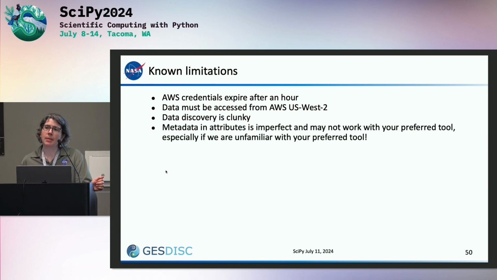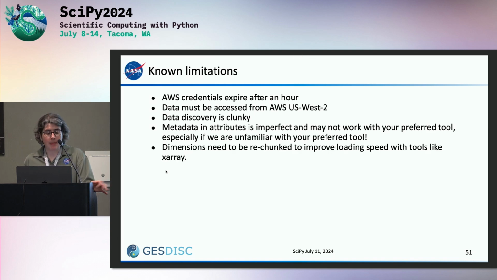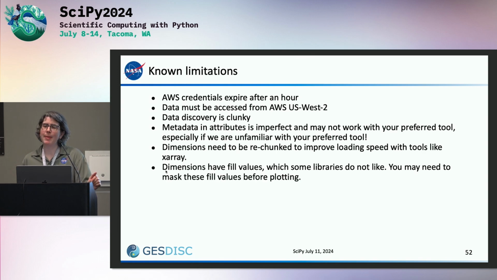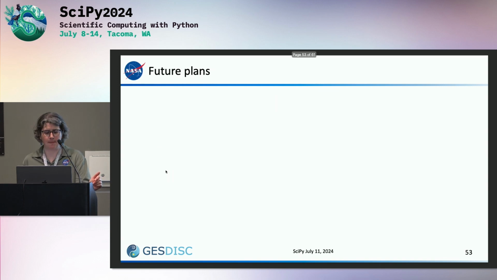We're anticipating that the metadata is maybe not going to fulfill all your needs. We don't know what tools everybody is using, so we would love it if you could tell us where things aren't working. The dimensions for these need to be rechunked because right now they load somewhat slowly in Xarray. Our time dimension has fill values, which didn't seem like a problem to us, but does seem like a problem to some libraries. So we're working on it, but you may need to mask those before you start plotting.